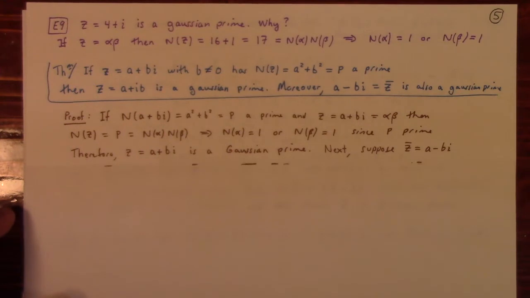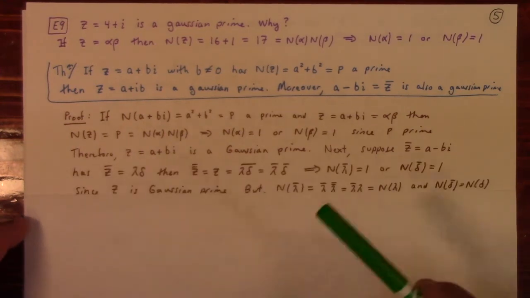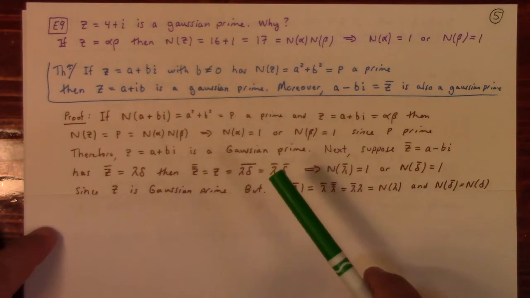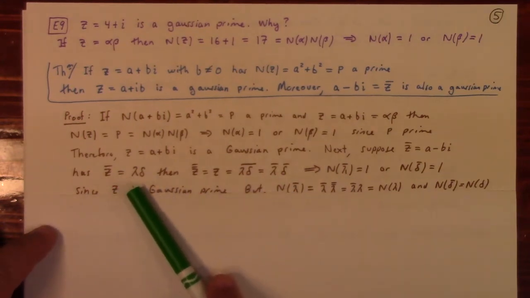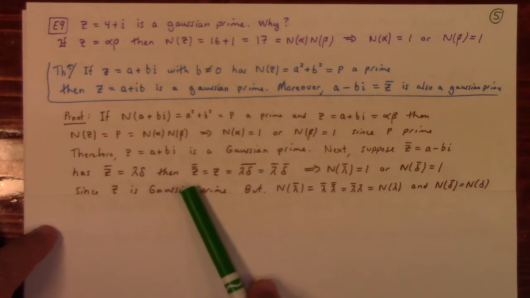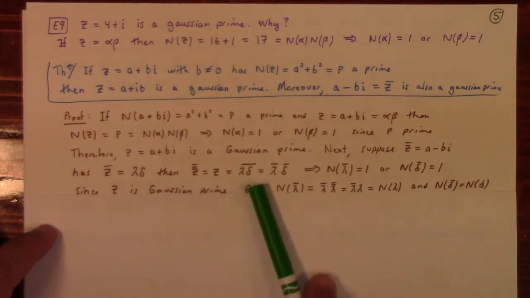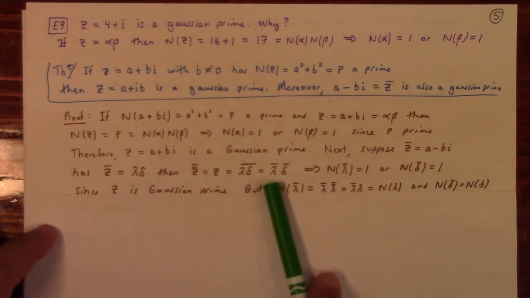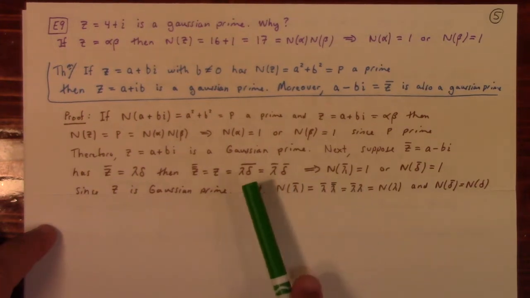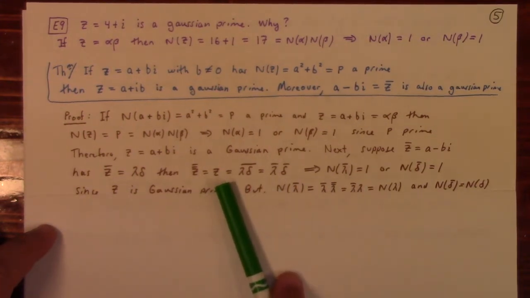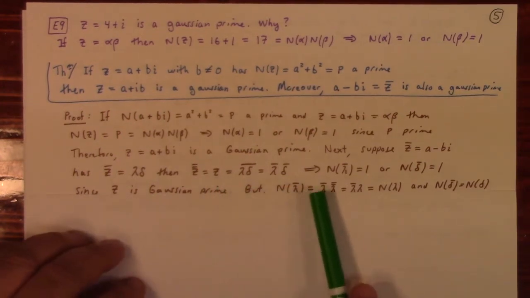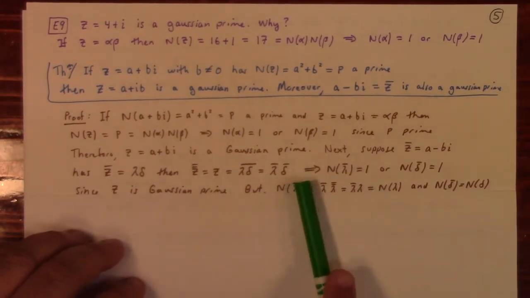So the next bit is a little bit more interesting, perhaps. If we look at z conjugate, a minus ib, and suppose the z conjugate has factorization lambda delta, then z bar bar is z, because the conjugate of the conjugate is the thing again. But z bar is also equal to lambda delta bar, which is, remember, the conjugate of the product is the product of the conjugates, so that's lambda bar delta bar. And that tells me that the norm, since remember we're assuming that we already proved that z was a Gaussian prime, so that means that the norm of lambda bar is 1 or the norm of delta bar is 1.